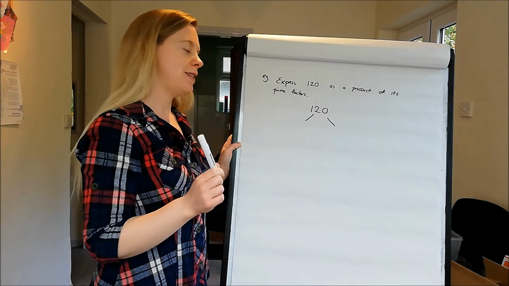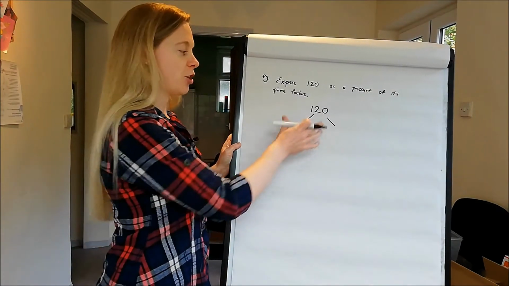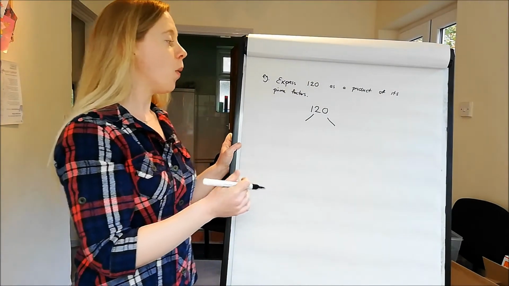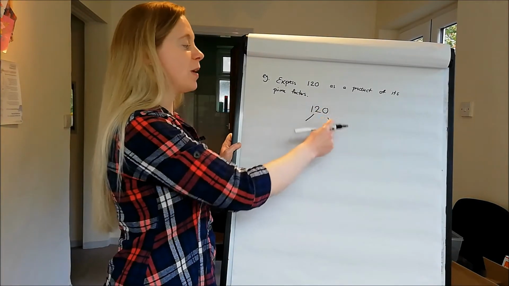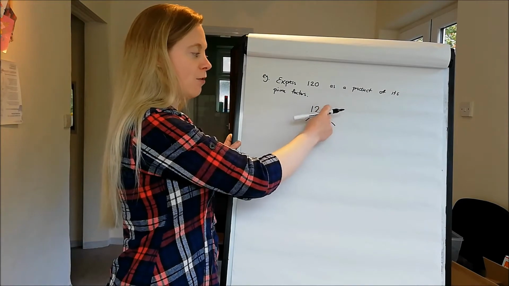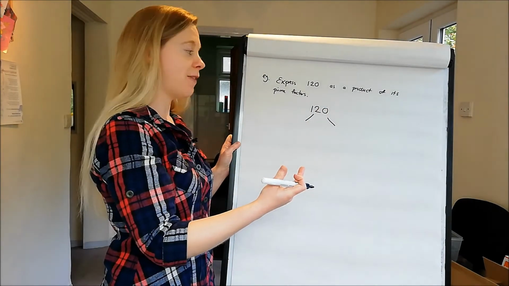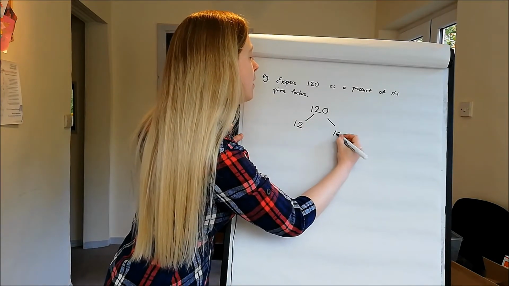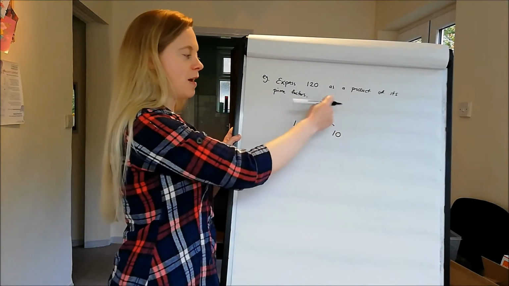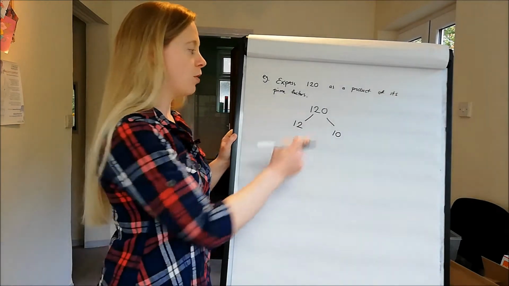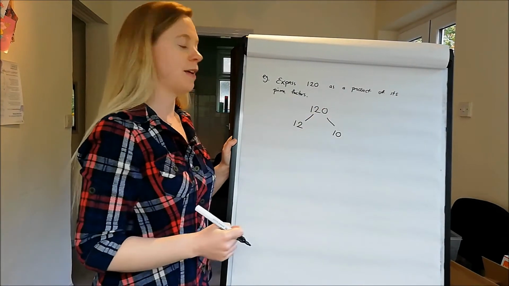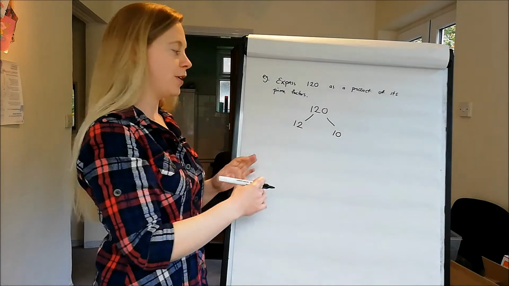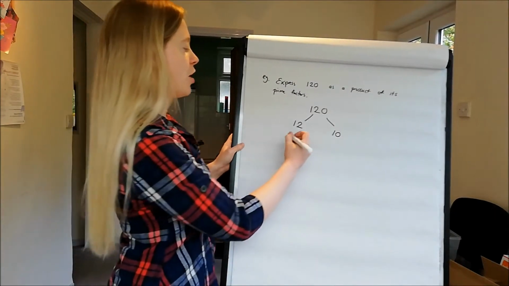But if the number ends in a 0, to make the factor tree a little bit smaller and to make the process a little bit quicker, what I like to do is use 10, because if anything ends in a 0, you know that it definitely divides by 10. So what I'm going to pick is 12 and 10. 12 times 10 makes 120. But any two numbers that multiply to give 120 will do at this stage, because what we're now going to do is break those down further.